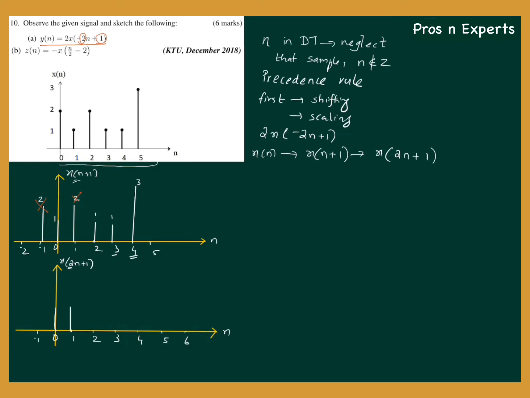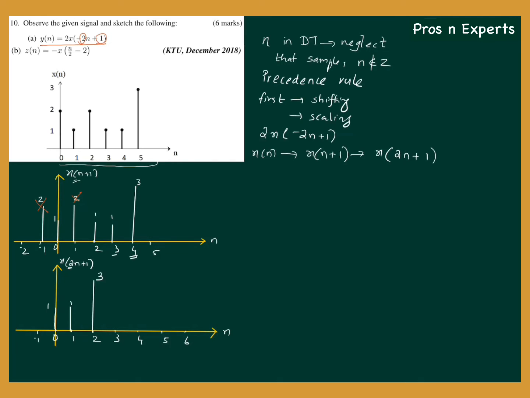Now take this sample, 4 divided by 2. So this sample goes to 2 as such. So the amplitude is 3. Let me write the amplitudes also: 1, 1 and 3. So this is x of 2n plus 1.